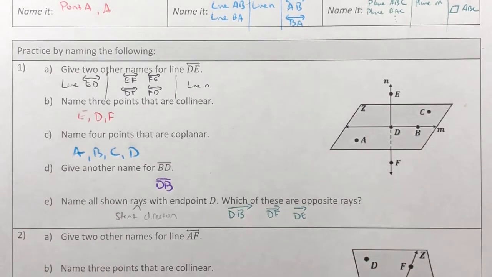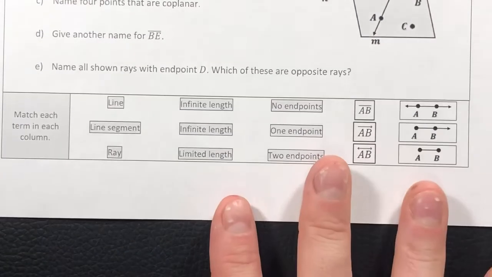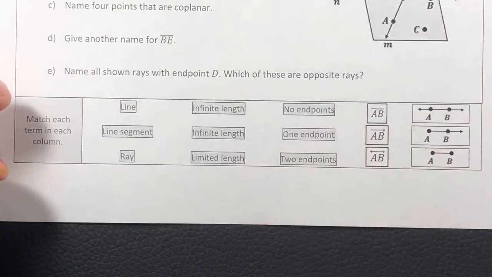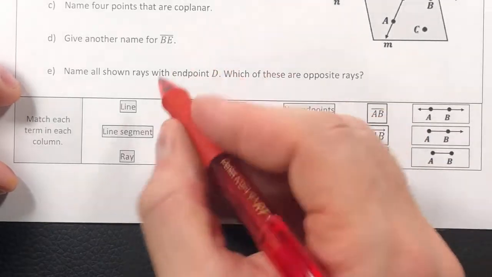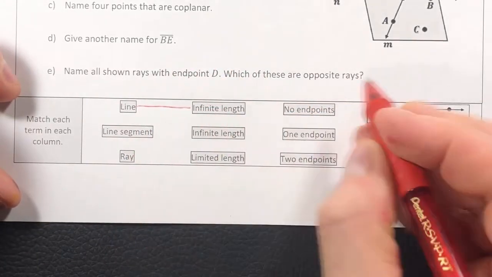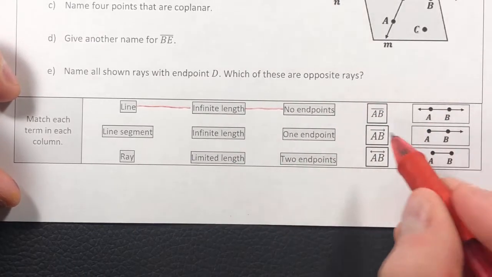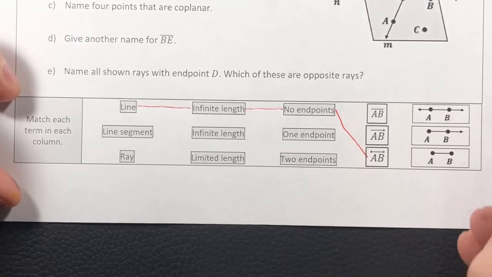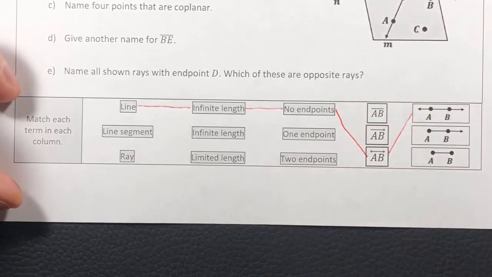And there we go. So if we look down at the bottom of this, we see that we're just kind of matching what we already know. So one of the things, a line, how long is a line? Well, it's infinitely long. And it has no endpoints because it's infinitely long. In a line, we know that because it goes infinitely in both directions, it's going to be that one, which means that that is my line image.